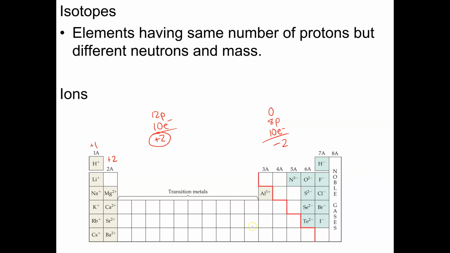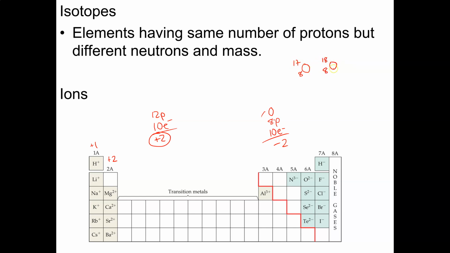Isotopes are elements that have the same number of protons but a different number of neutrons, and thus different masses. For example, let's go with oxygen again. We'll write O, atomic number is 8. Remember, the bottom number is your atomic number. Your mass, let's say, is 17. Let's say we have another oxygen, which has 18 and 8.